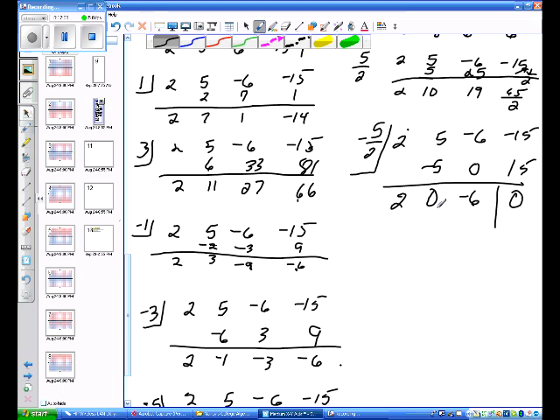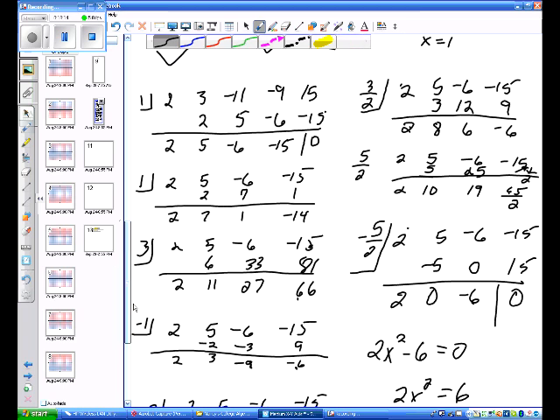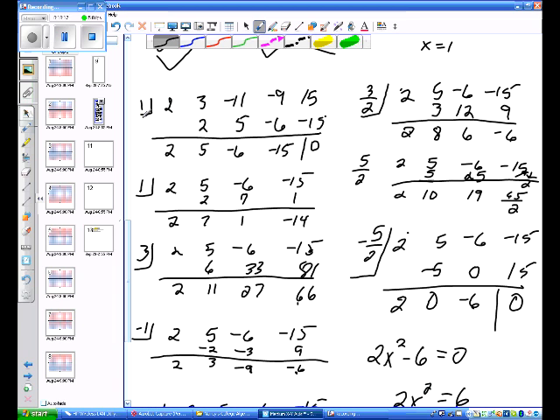What I have left is a quadratic. It's going to be 2x squared minus 6 equals 0. So we would add 6, divide by 2, and then take the square root of both sides, which says then that x is equal to plus or minus the square root of 3. So I have my 4 solutions. X equaled plus or minus the square root of 3, x equaled -5/2, and then the other one that gave me a 0 was x equals 1.